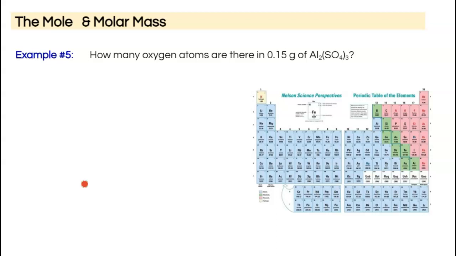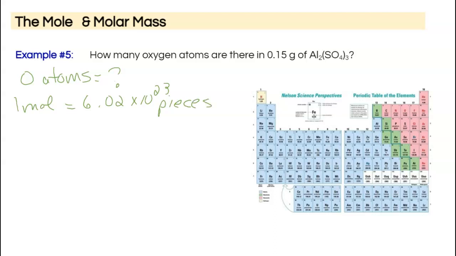So in this case, I'm looking for the number of oxygen atoms, right? And in order to figure that out, I'm going to start with O atoms. I don't know that. But I do know that 1 mole is going to have 6.02 times 10 to the 23 pieces, and that I'm going to need to incorporate. Another thing I know is that the mass happens to be 0.15 grams, and that's the mass of aluminum sulfate.